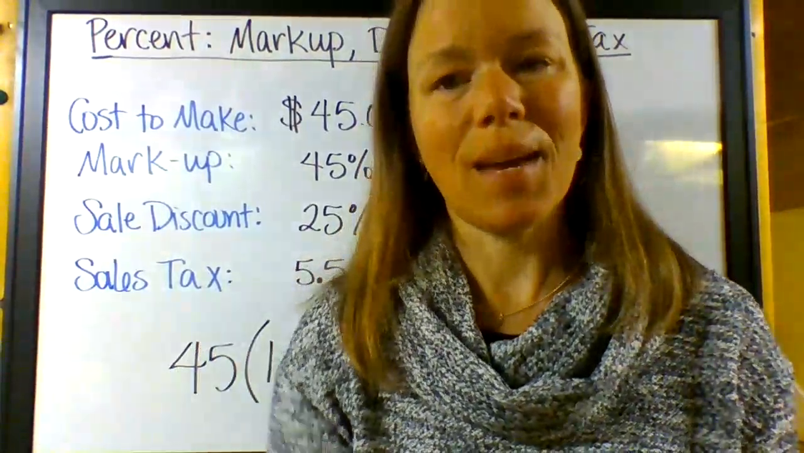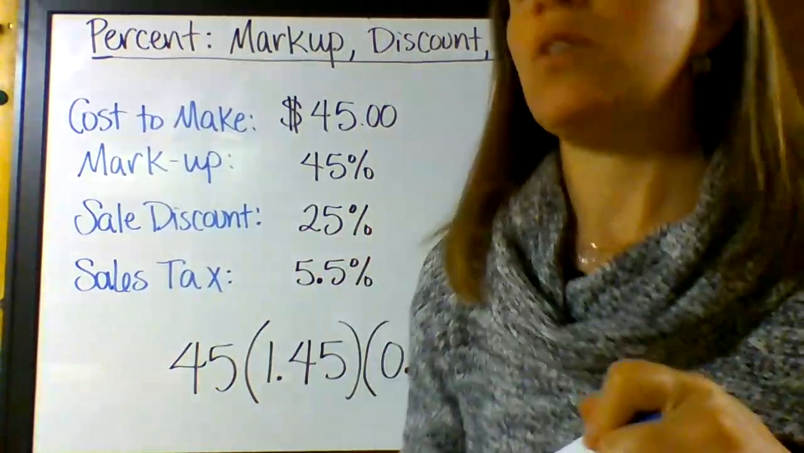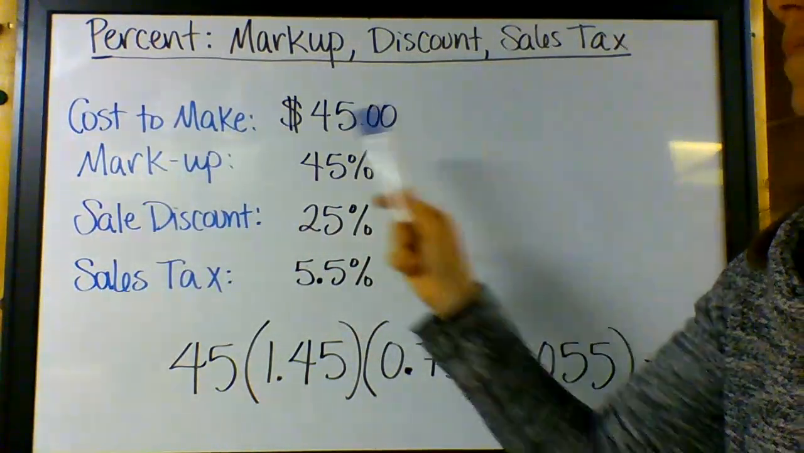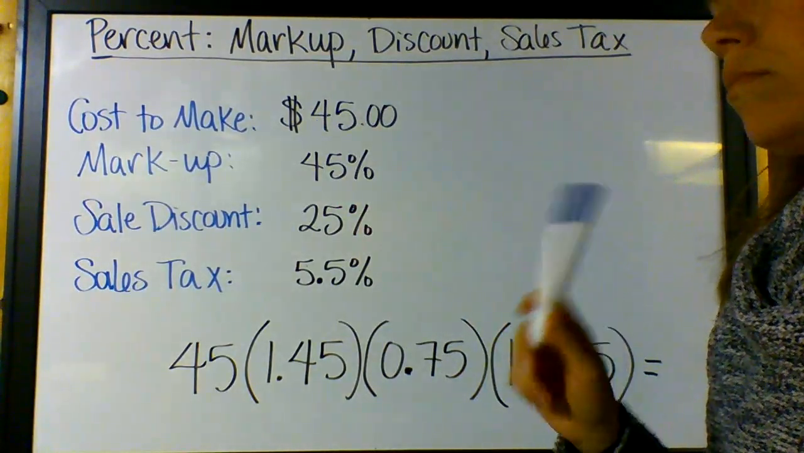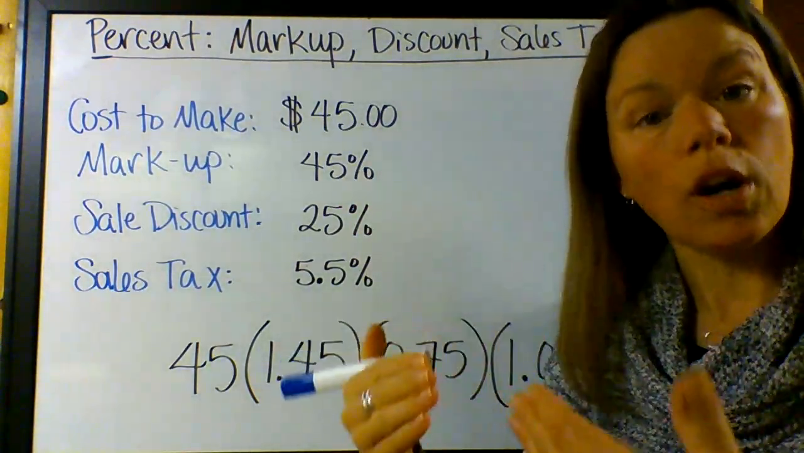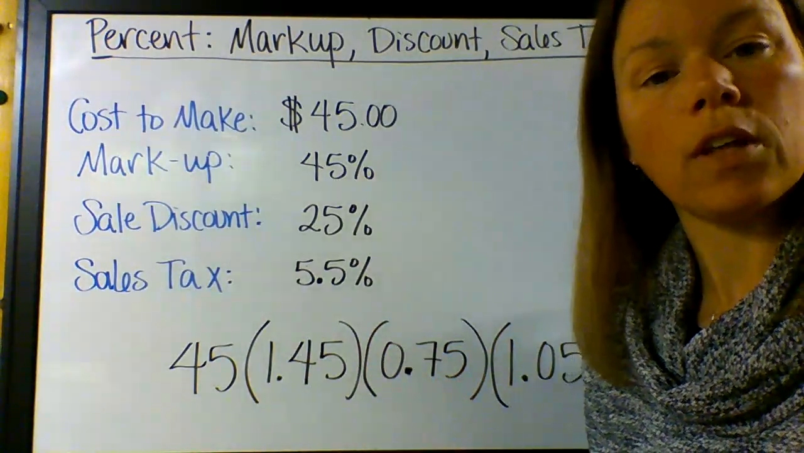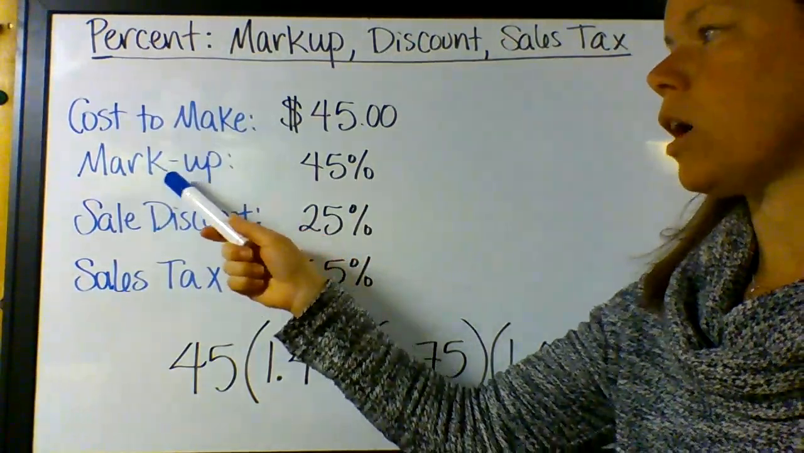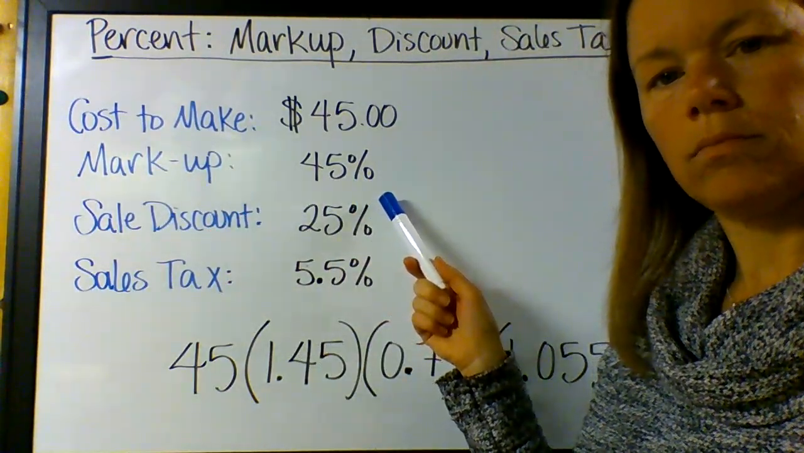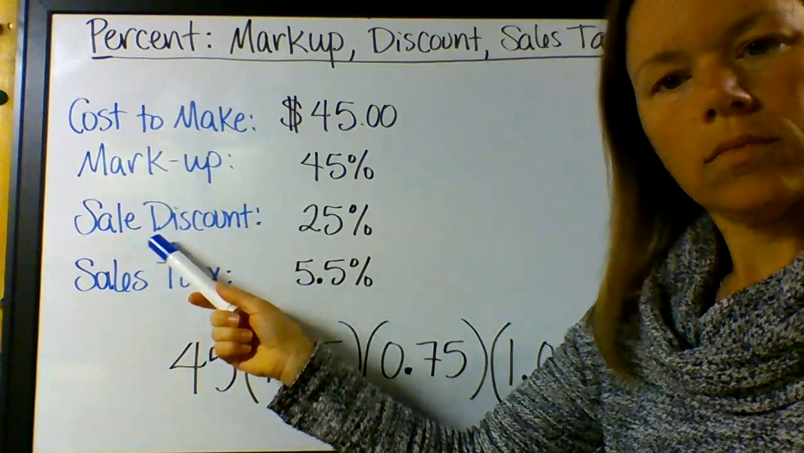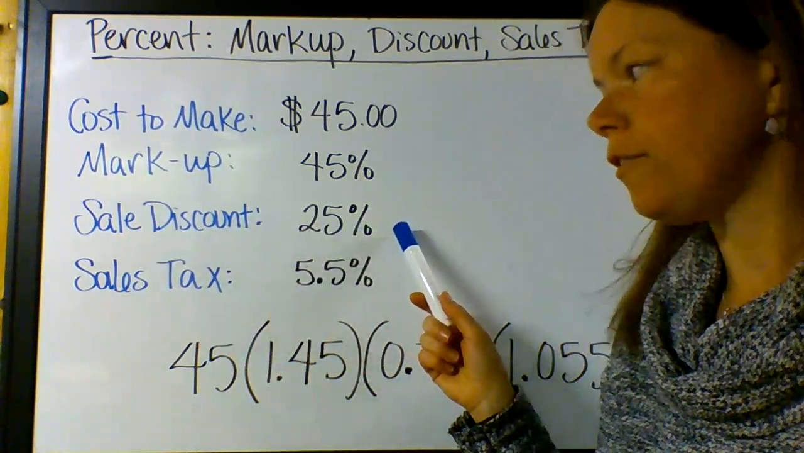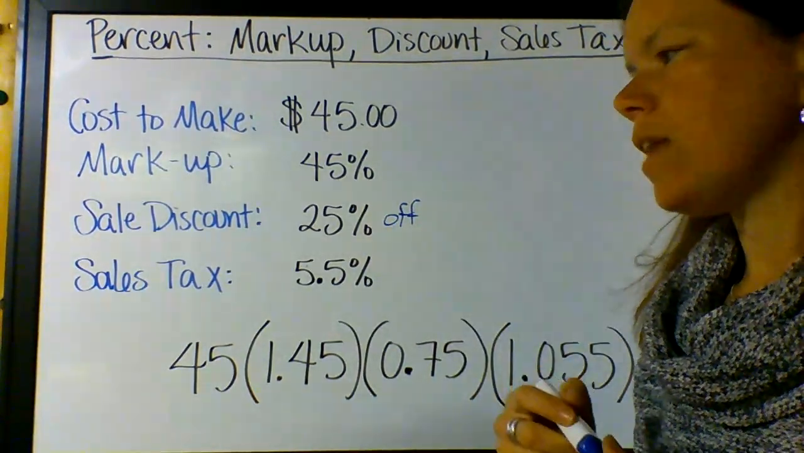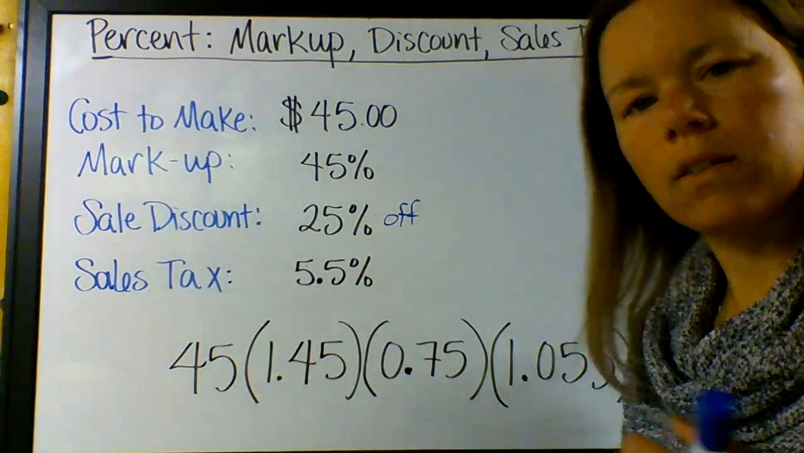So I have an example up here. So let's see. We've got this idea that the cost to make something was $45. And let's say that you made this and you are selling it, right? So it costs you $45 to make something. And so then in order to sell it and actually make some money, you marked it up 45%. And it didn't sell. So you put it on sale for 25% off, right? So this is off. And then, because it's Maine, sales tax is 5.5%.